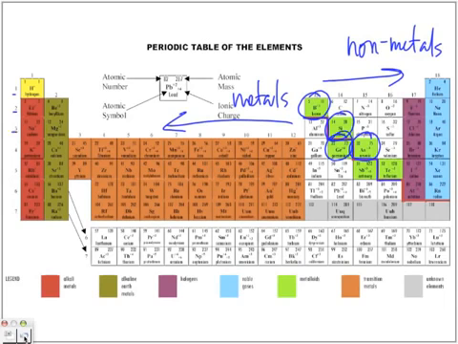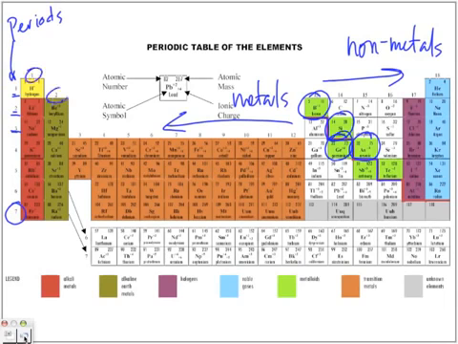Another thing also, just to remind you, these numbers here on the side, the 1, the 2, the 3, these are the periods. Period number 1 is the first row. Period number 2 are all the elements in the second row. Period number 3 are all the elements in the third row, and so on. And notice how there are 7 periods or 7 rows in the periodic table.